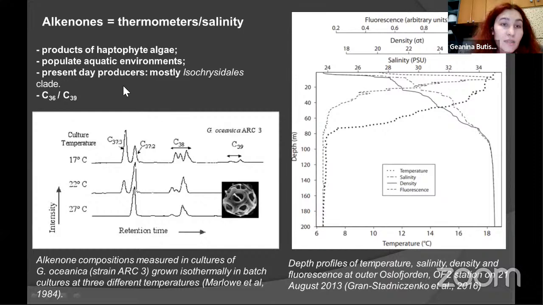But the nice part with them is that they are actually sensitive to salinity and temperature. So we can use them as thermometers or as salinity indicators. Cultures have shown that they react to the environmental stimuli very well, and there is even an index based on them that gives us temperatures. We didn't use them for temperatures for this section, but we used them to see the changes in evaporation and precipitation.